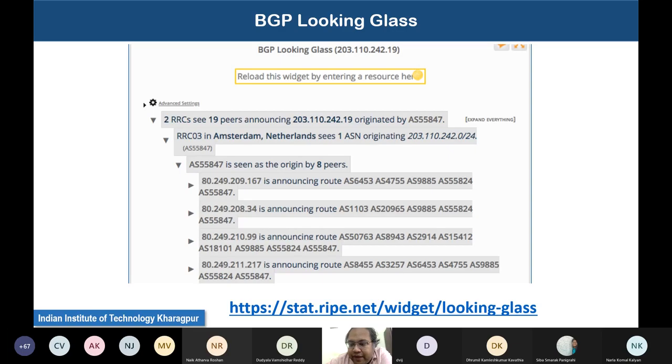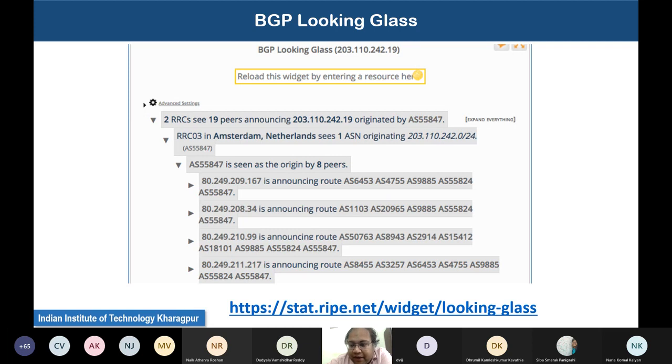This AS55847 is the autonomous system for IIT Kharagpur. So this AS55847 is seen as the origin by 8 peers. That means 8 BGP peers have found a path to this AS55847, and these are the set of paths which are there. Some of the paths, not all, I have shown in the screenshot. So for example, AS6453 to 4755 to 9885 to 55824 to 55847.